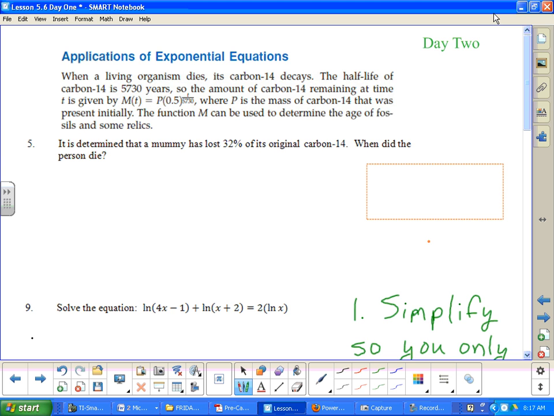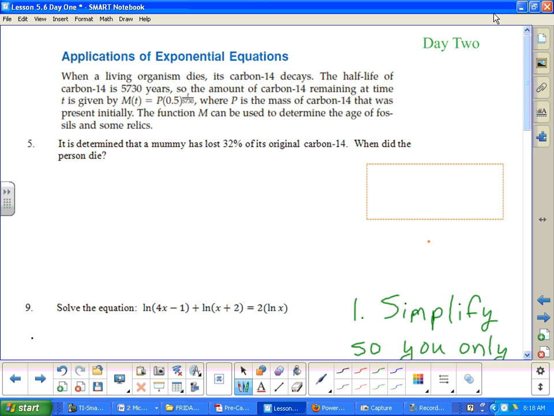When a living organism dies, its carbon-14 decays. The half-life of carbon-14 is 5,730 years. So the amount of carbon-14 remaining at time T is given by m of T equals P times 0.5 raised to the power of T over 5,730, where P is the mass of the carbon-14 that was present initially. The function m can be used to determine the age of fossils and some relics.